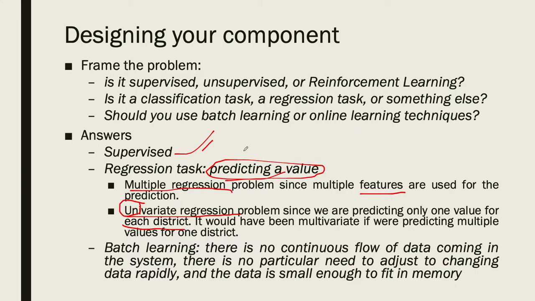All right, so quickly back to this. We are going to use batch learning. Why? Because there is no continuous flow of data coming into the system, there is no particular need to adjust to changing data rapidly, and the data is small enough to fit into memory. So we will not need to break the data into smaller units and sequentially introduce them to the learning algorithm to learn from.